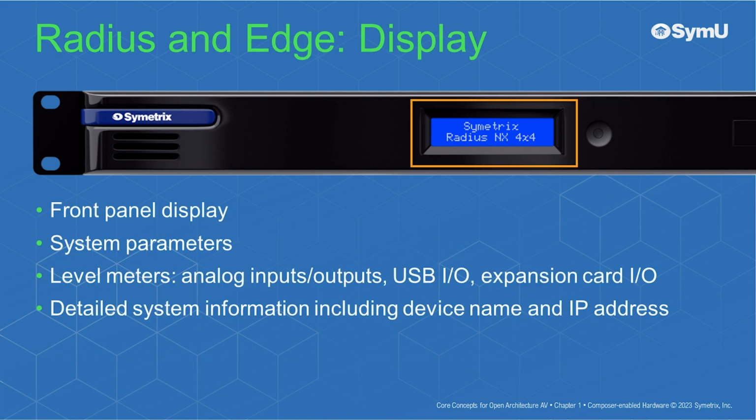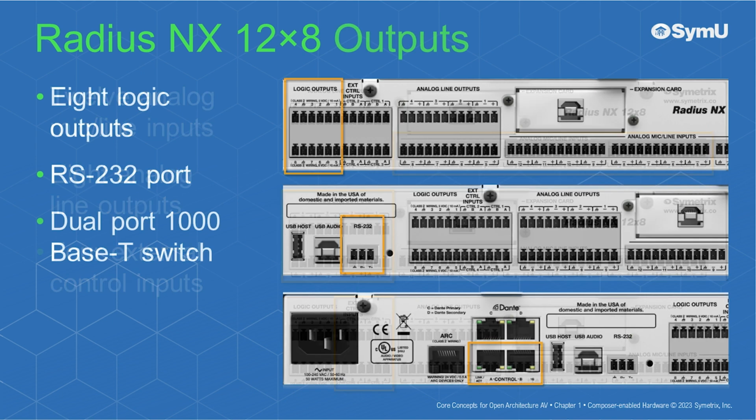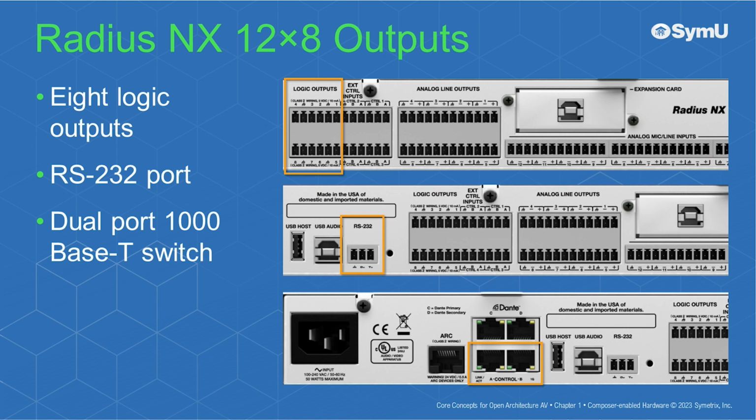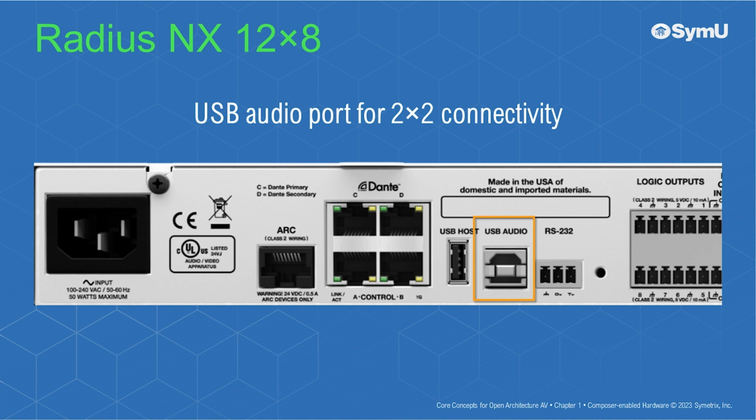The front panel display indicates system parameters, level meters for analog inputs, analog outputs, USB I/O, and expansion card I/O, as well as detailed system information including device name, IP address, etc. Radius NX 12x8 features 12 analog mic line inputs, 8 analog line outputs, and 4 external control inputs. It also features 8 logic outputs, an RS-232 port, and a dual-port 1000 base T switch. Like the 4x4, the Radius NX 12x8 also features a USB audio port.